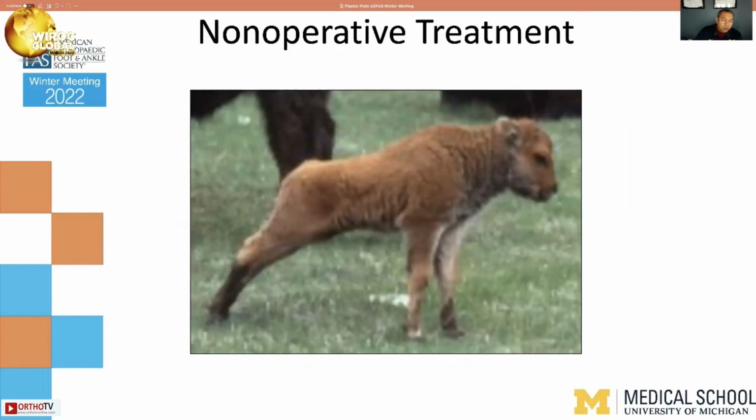Treating these, initially, we will always treat these non-operatively. In the setting of a tight gastrocnemius, we will do calf stretching, and this calf here is stretching. So we'll do calf stretching to help release some of the overload on the forefoot.